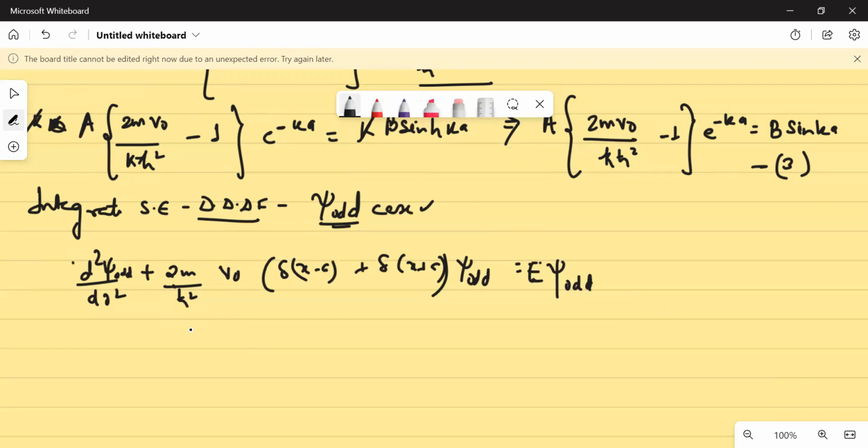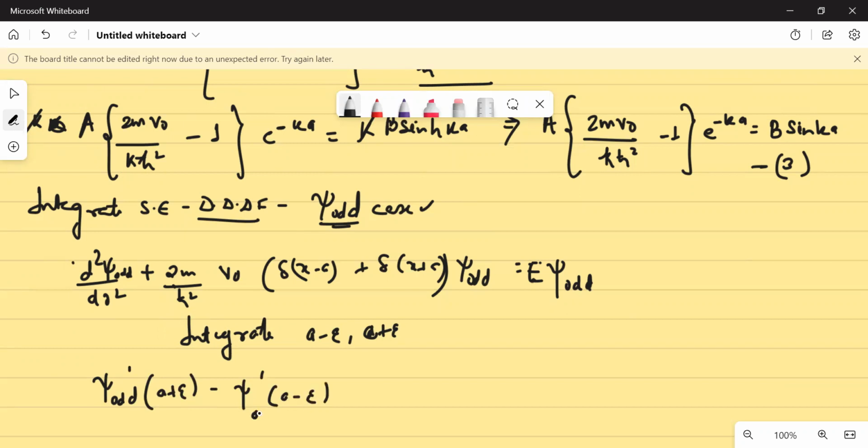Okay, now if you integrate it from a minus epsilon to a plus epsilon, what will I get? I think I will get the right-hand derivative of the odd wave function, I don't think this needs an explanation right now, we've done it quite many times, minus the left-hand derivative of the odd wave function at a, plus 2mV naught upon h cut squared. And now instead of psi odd, you can write psi odd at a. Is that clear? This will become 0. I think this much will do, write it quickly.